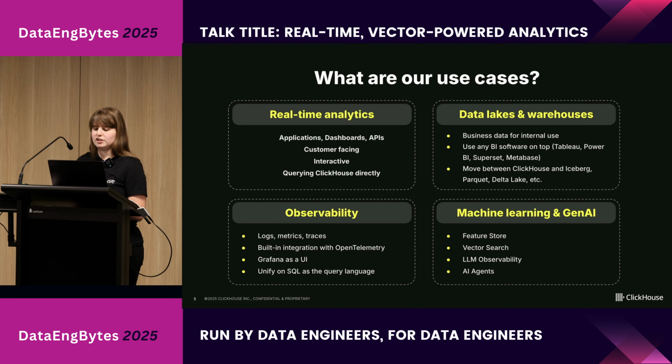And then machine learning and Gen AI, where we tend to show up in 4 major ways. We tend to be a feature store, which I'm going to go into. Vector search, which is pretty much just being a vector database, storing vectorized data. LLM observability, so large language model observability, and AI agents, the actual agent that you can chat with.